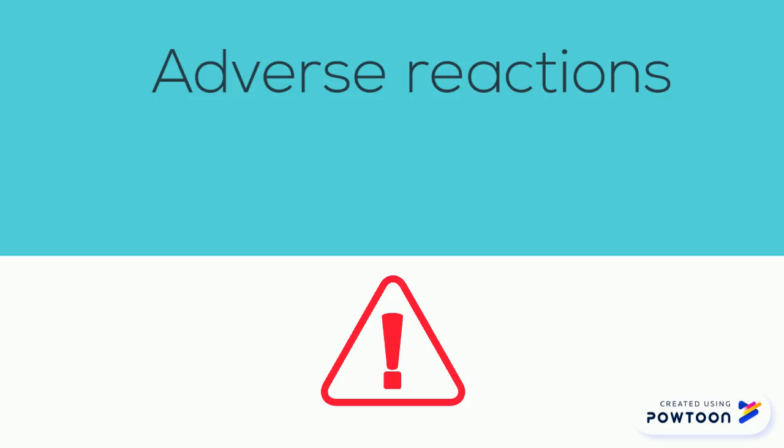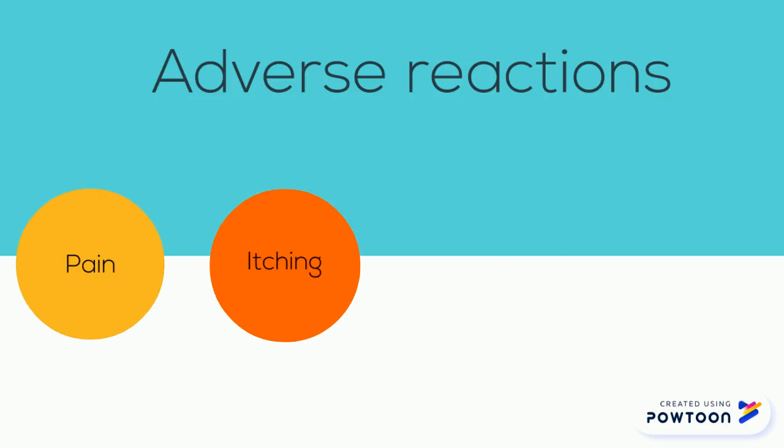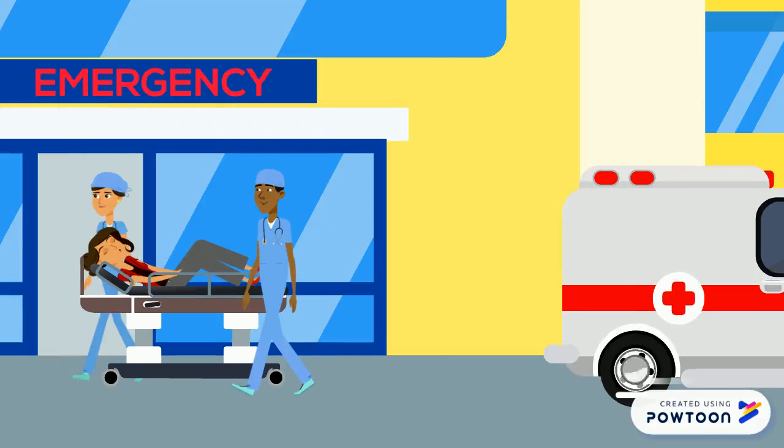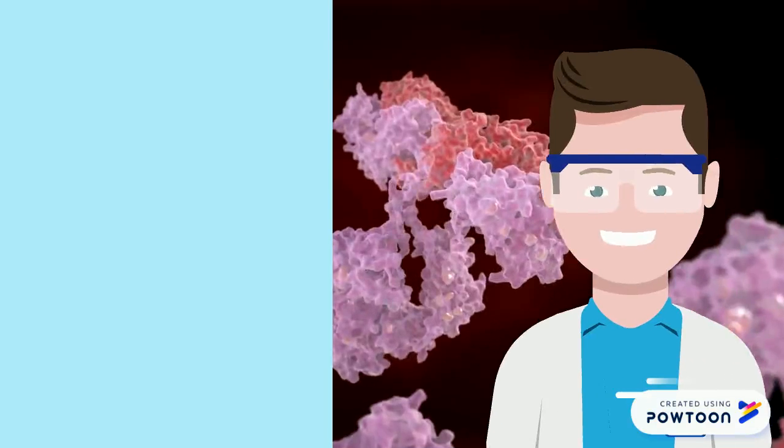Evogam can cause adverse reactions in patients who receive human normal immunoglobulin for the first time. Reactions such as pain, itching, local heat, or erythema may occur where the injection was first given. These reactions are usually mild and reduce over time. Severe reactions to Evogam can occur. Patients who have predispositions to these conditions are at greater risk.